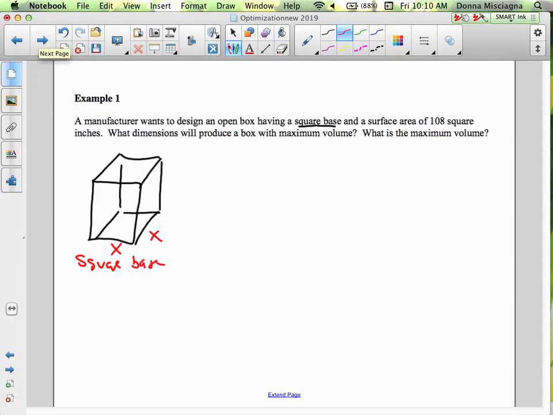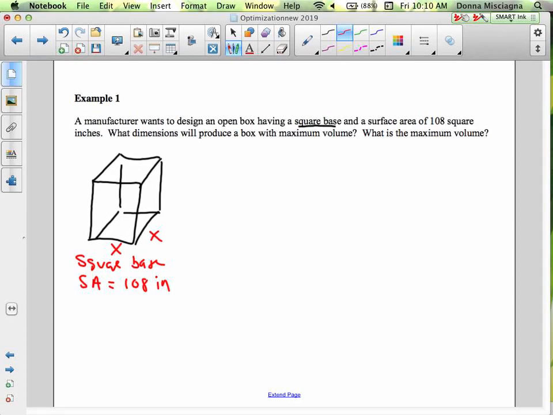We have a surface area of 108 inches. What dimension will produce maximum volume? And what is the maximum volume? So notice we have two different things here. We've got some surface area, but is surface area what we want to maximize or minimize? What is it we want to maximize or minimize?